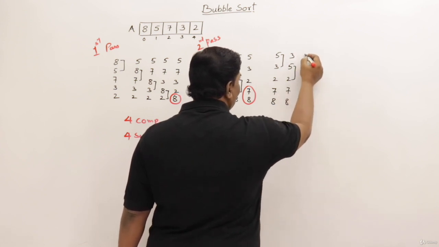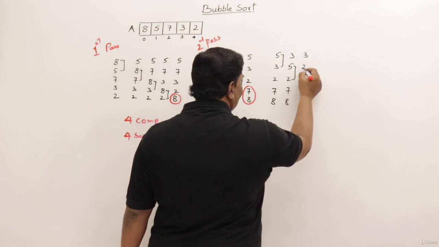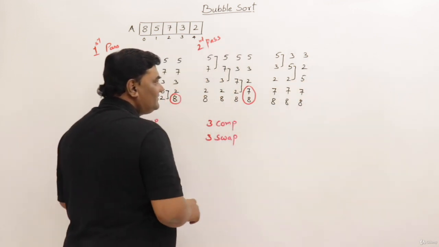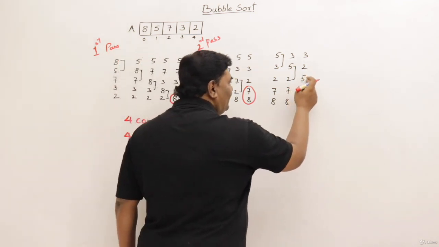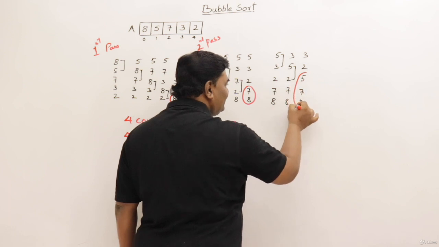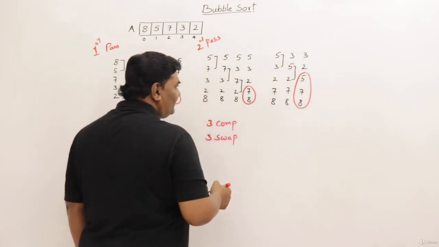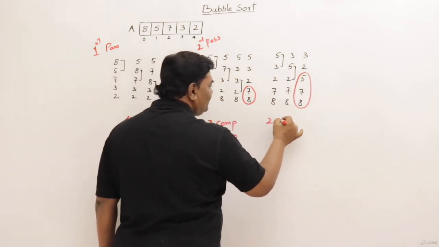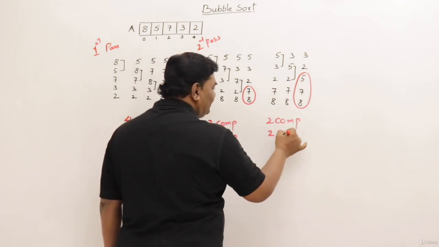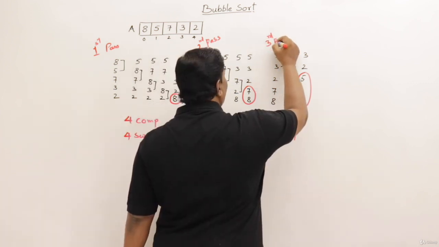Then compare 5 with 2. So 5 is greater. So 2 and 5, 7 and 8. That's all. Stop. Because if you compare 5 with 7 or 5 with 8 also, no use. They remain as they are. Now 3 elements are sorted. How many comparisons? 2 comparisons. How many swaps? Maximum 2 swaps. Yes. This was the third pass.